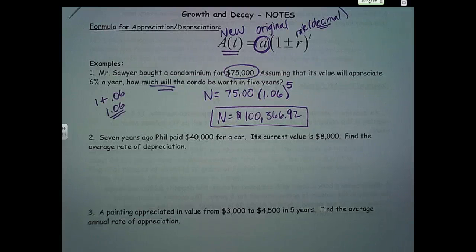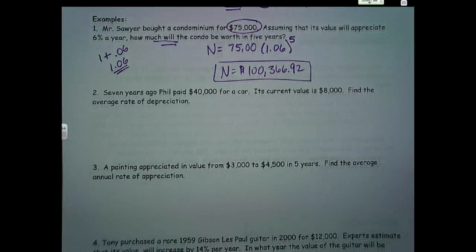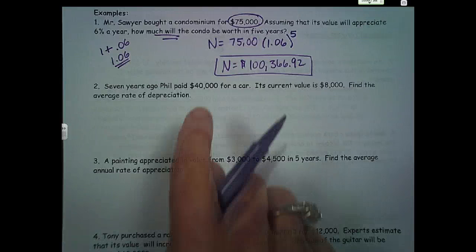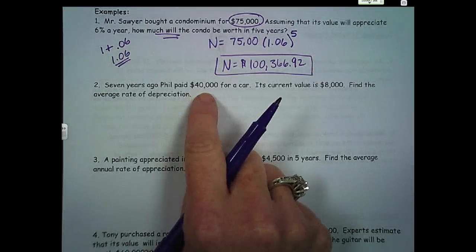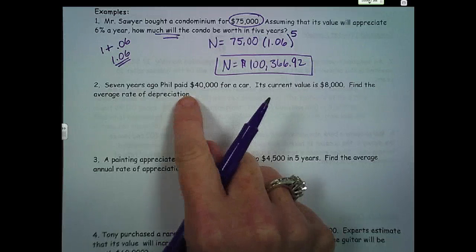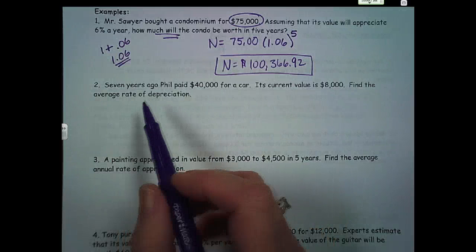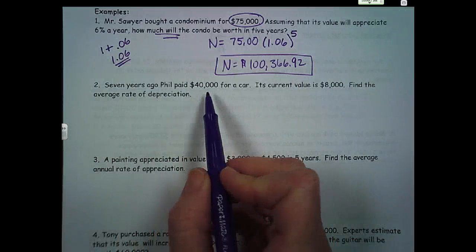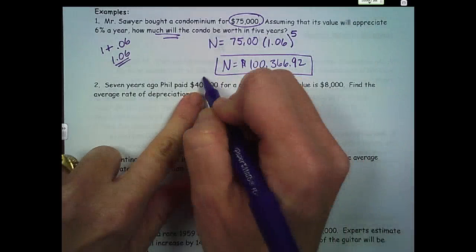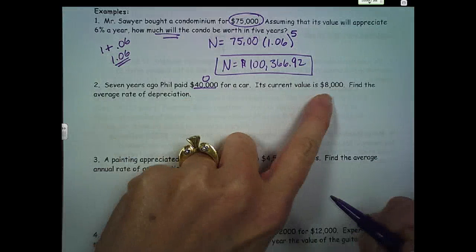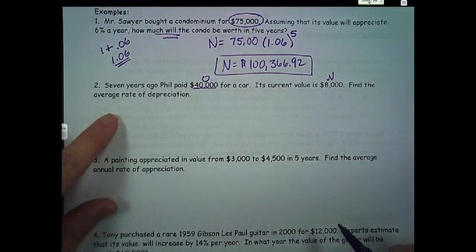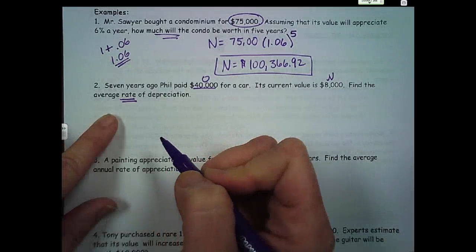Okay. Now look at number 2. 7 years ago, Phil paid $40,000 for a car. So is this the new or the old? Think about it. Okay, we'll read the whole thing. Well, yeah, you kind of have to look at the original. Is the $40,000 the original? Yes, so there's my original. Its current value, okay, so its new value is now worth $8,000. Find the average rate of depreciation.